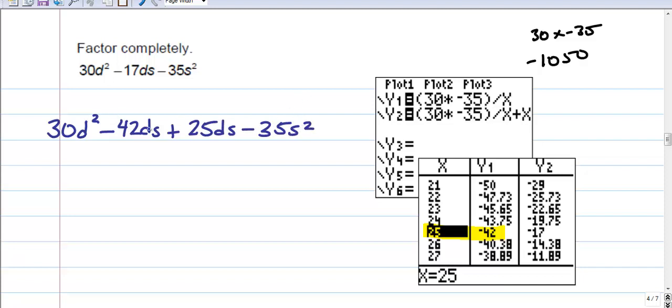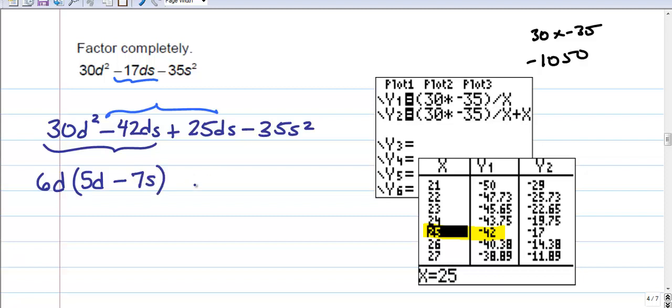Now, I could have switched these, but I thought the 25 might go with the 35 better. Who knows? It should work either way. Now that I've got this rewritten using my special numbers that I got from my calculator, I'm going to factor by grouping. So if I look at the first group here, 6 will go into both of those, and they both have a D. So if I factor out the 6D, I would be left here with 5D minus 7S.